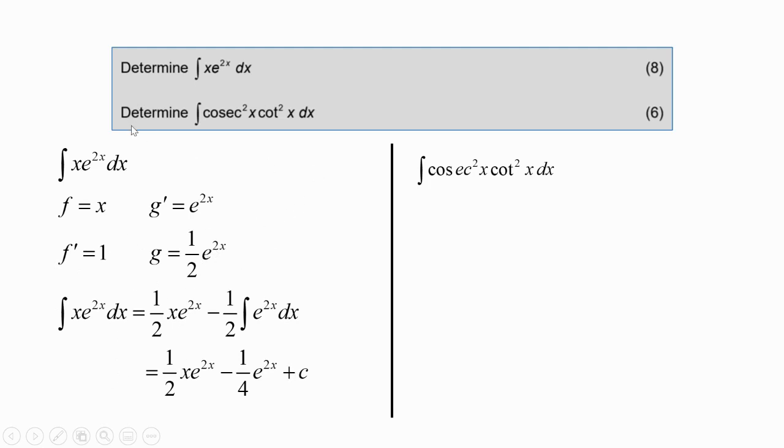Then we get to the next one, and that was for 6 marks. Cosec squared x cot squared x dx. Now that looks complicated because you're thinking, what do I do? You might have spent some time changing cosec squared into 1 over sine squared, or cot into cos over sine, and see what you end up with. The problem is you're going to be left with a sine squared and then a sine to the power of 4 if you change it to sines and cosines, which I don't know where you would go from there.